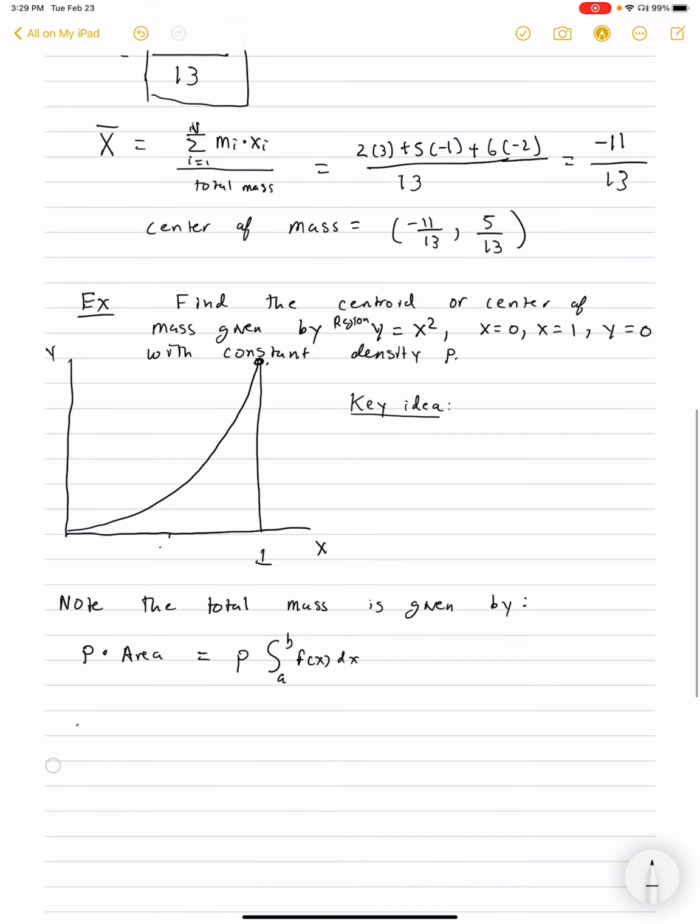So there's a key idea here. The center of mass of this object, which is a rectangle, is in the center.